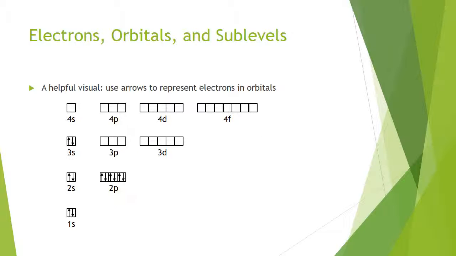So I can continue here, and I'll just click through and fill up each of these. So notice my 3s has 2 electrons maximum, my 3p has 6, my 3d has 10, because there are 5 orbitals there, so 10 electrons maximum. My 4s has 2 electrons maximum, in the 4p there are 6, the 4d there are 10, and then finally we get to this f sublevel, 4f. Notice there are 7 orbitals there, so a maximum of 14 electrons that can go there.